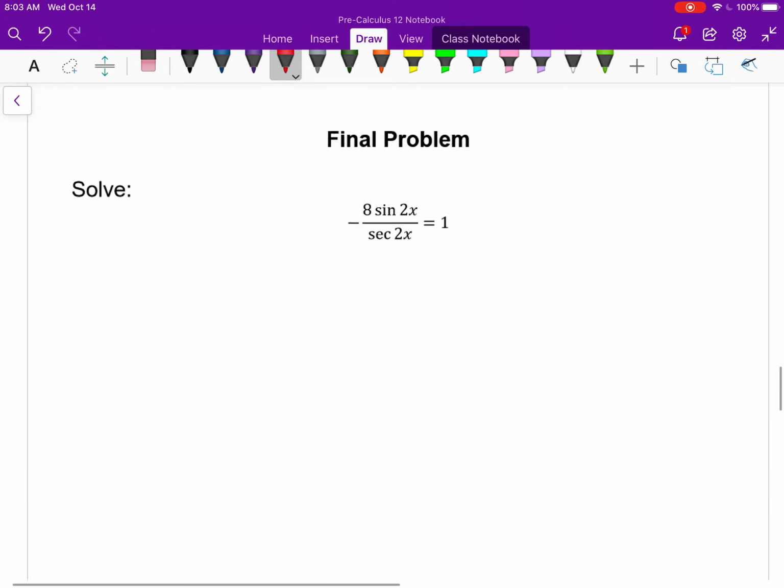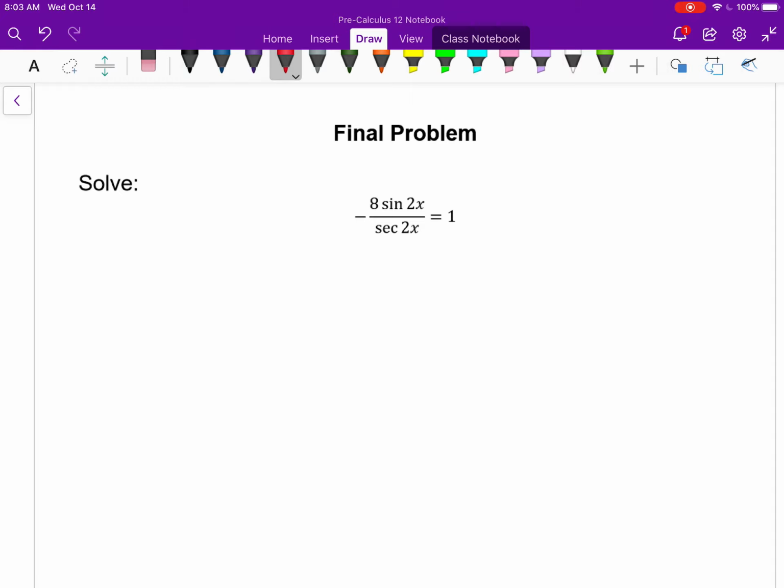So this final problem, the final problem of this unit, not surprisingly, is going to be a little bit mean. But again, it won't involve a ton of algebraic steps, but this is a tough question. Okay, so how do we solve this? Well, first, we always have choices. But one thing I notice is I have sine of 2x and secant of 2x, so it's both the same input.